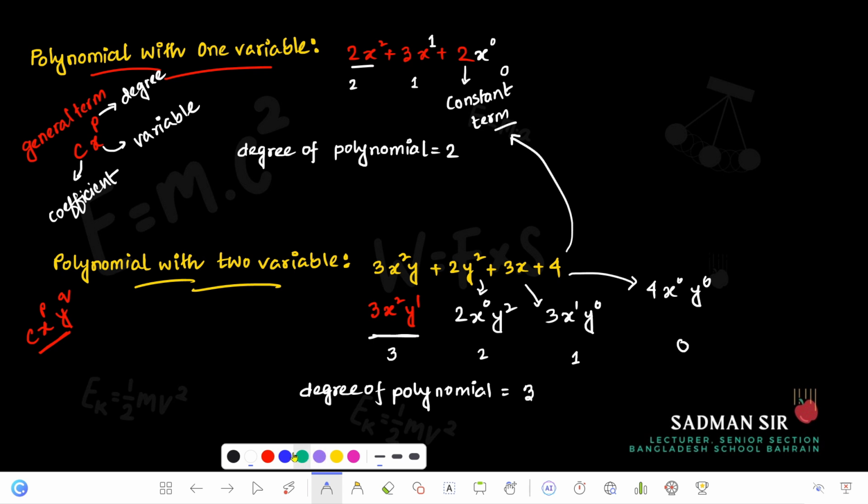Then the last one we have is a polynomial with three variables. There can be more, but at this level we need to know only up to three variables. So, polynomial with three variables.